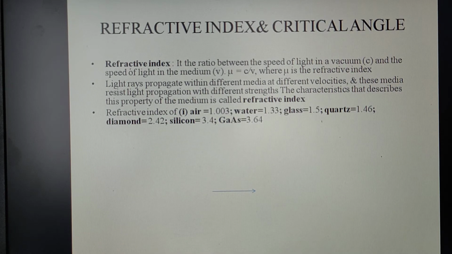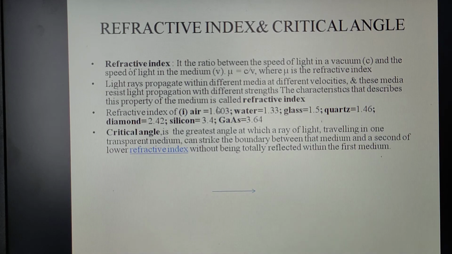Refractive index of air is given as 1.003, which we commonly take as 1, water is 1.33, glass 1.4, quartz 1.46, diamond 2.42, silicon 3.4, and gallium arsenide, generally a semiconductor mainly used for the construction of fibers, is 3.64. Okay, so because you'll be using different light sources having different semiconductors, these are the different values of refractive index. Now we come to the definition of critical angle.